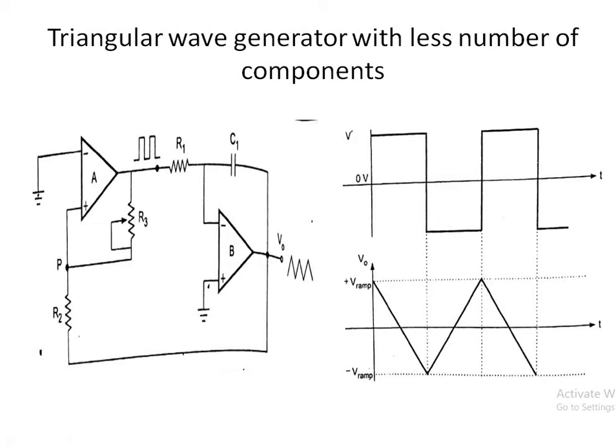The output of this Schmitt trigger is connected to an integrator circuit, and the output of the Schmitt trigger will be a square wave. When this square wave is integrated, we obtain a triangular wave. The output of this integrator is again connected to the R2 resistance, or the feedback resistance, of the first op amp. So what is the difference from the other circuits?